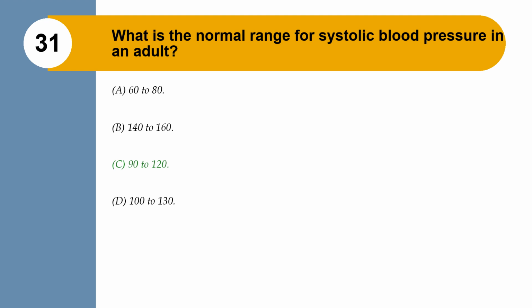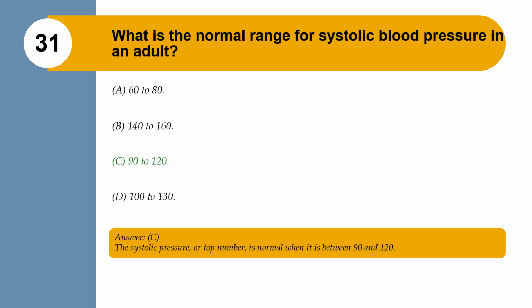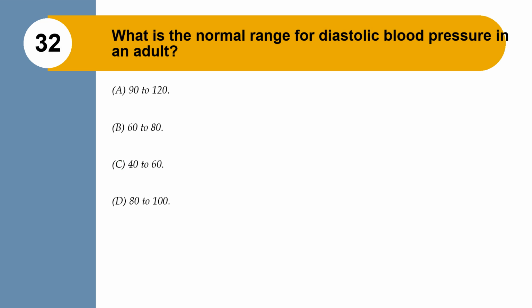The correct answer is option C, 90 to 120. Explanation. The systolic pressure, or top number, is normal when it is between 90 and 120. Question 32. What is the normal range for diastolic blood pressure in an adult?